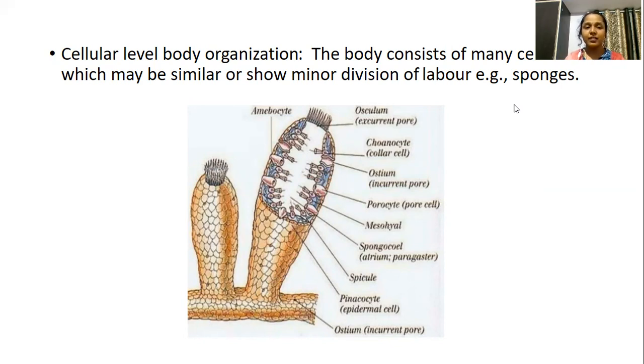So here, the cellular level body organization shows the organism has numerous cells, but all those cells perform individually, and we can see a division of labor, because all the work is divided among the cells, and some of the cells are specifically for the formation of gonads and other things. So this is how we see a division of labor in cellular level body organization, and the examples are sponges.